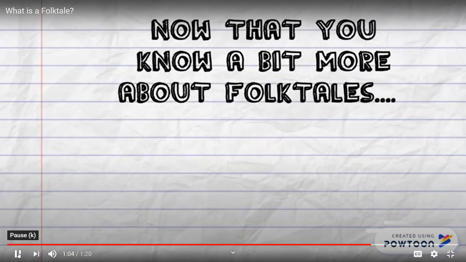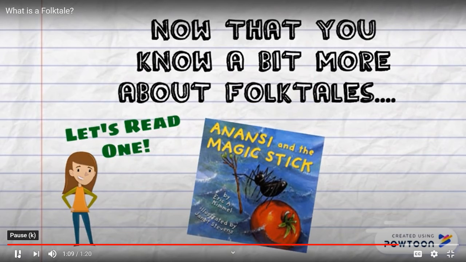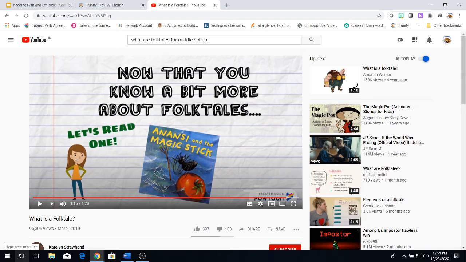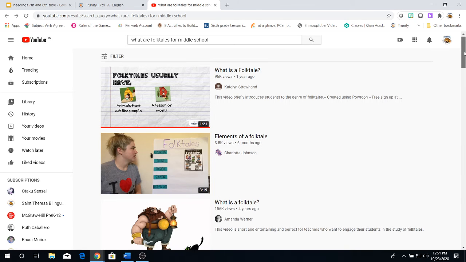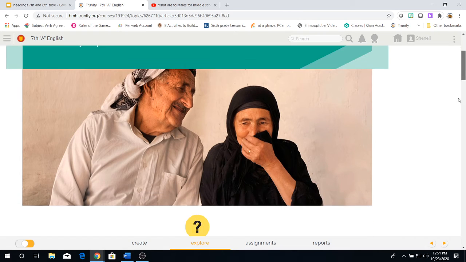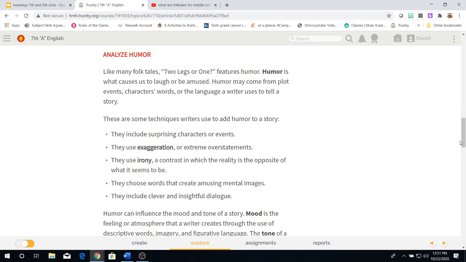Now that you know a bit more about folktales, let's read one. Anansi and the Magic Stick, written by Eric A. Kimmel, illustrated by Janet Stevens. So, Anansi and the Magic Stick is a folktale that you guys might be interested in reading. Your choice if you want to. But we're going to be reading our own folktale in our own books, which is the story of Two Legs or One. Okay. So, another thing we have to remember in this story is that there's going to be a lot of humor. So, we need to learn how to analyze that.